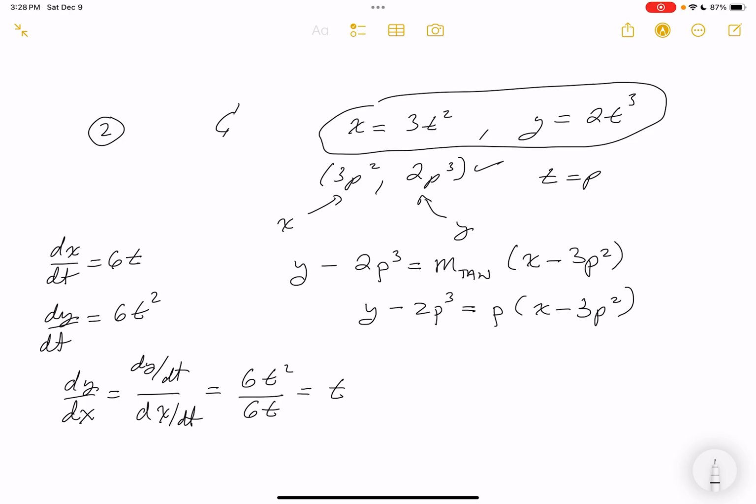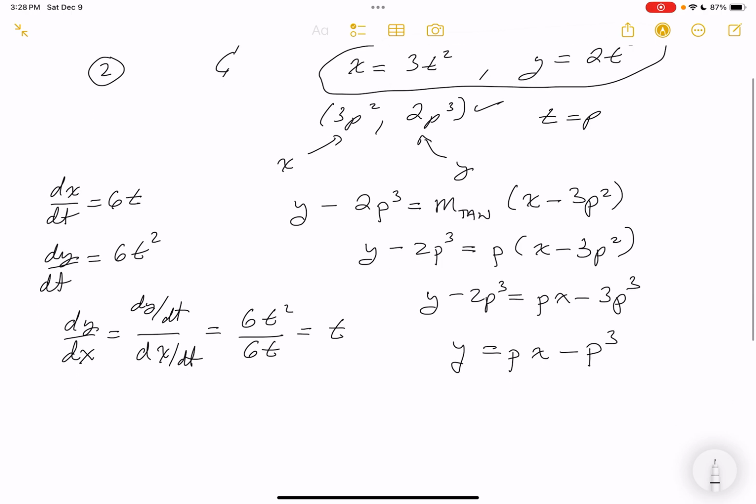All right, we have some work to do now, and the work I have to do is figure this out. So you get y minus 2p cubed equals px minus 3p cubed. And then y will be equal to px. I'm going to add the 2p cubed to both sides, by the way, and that's going to give me minus p cubed. And what I'm looking at is what they said I should be able to show, and we just showed it. This is what we're supposed to show. We just completed that, so it's a QED.